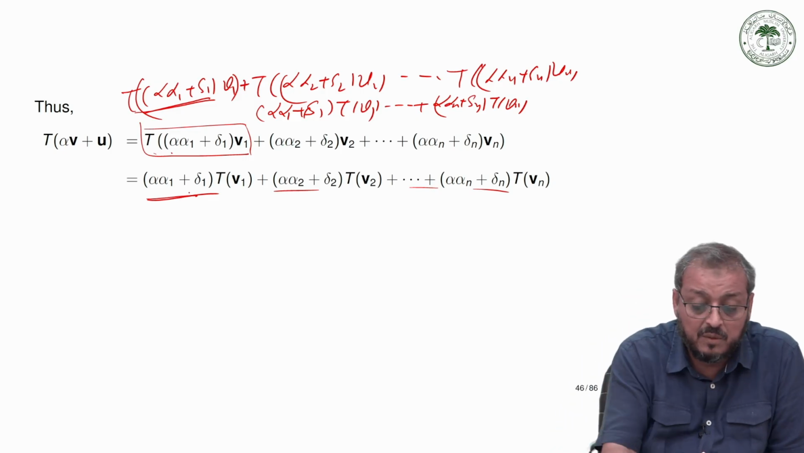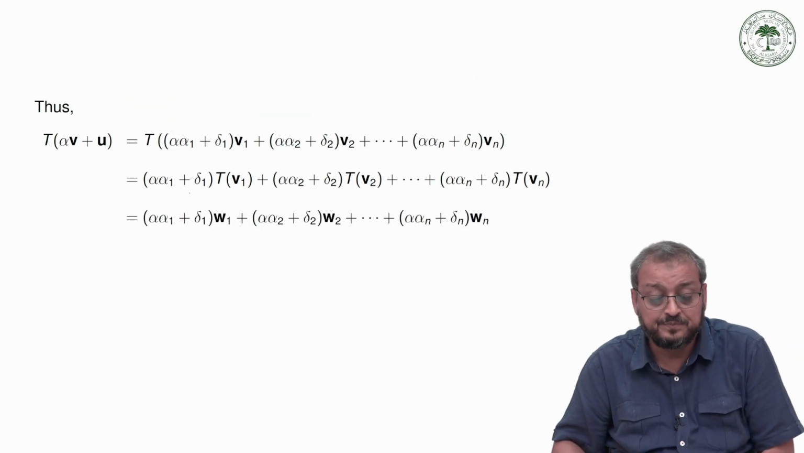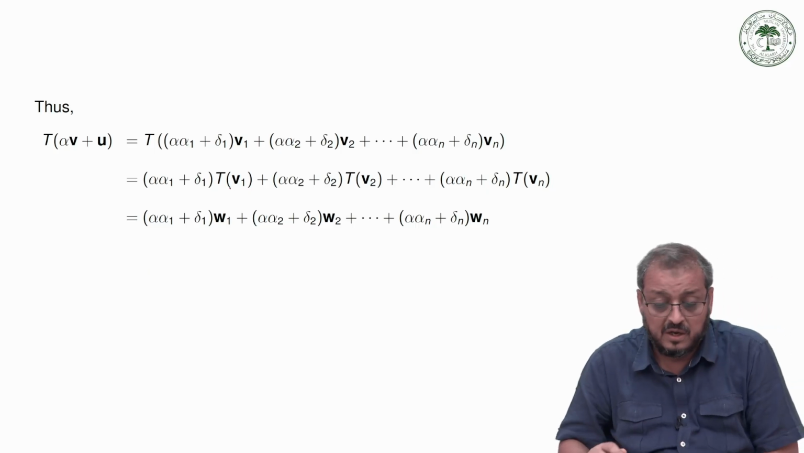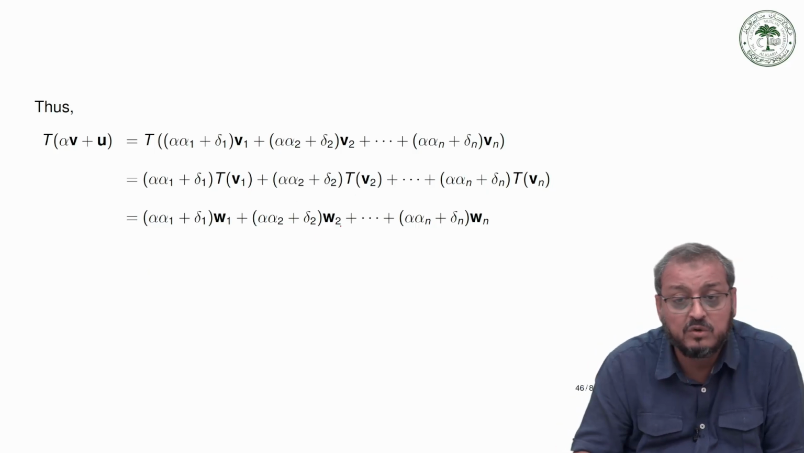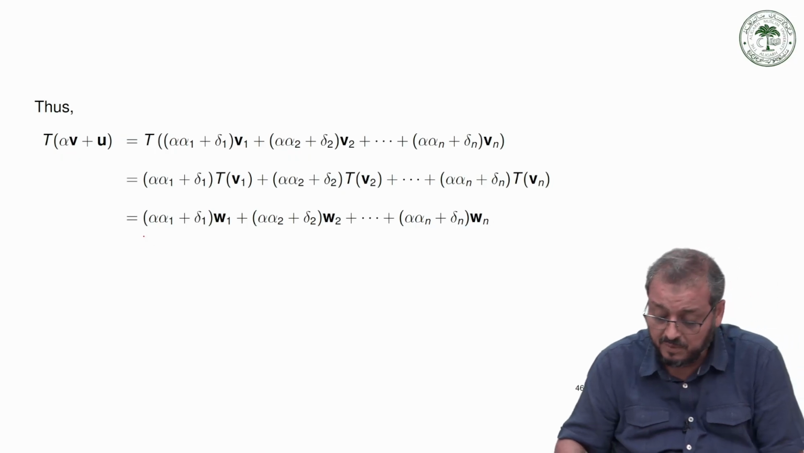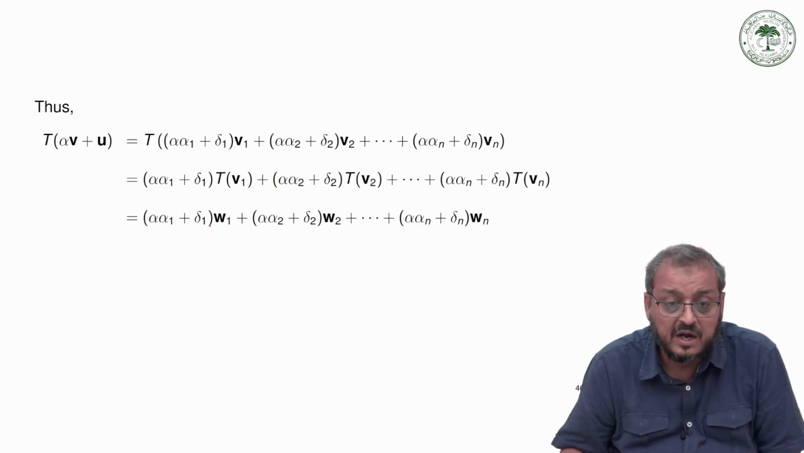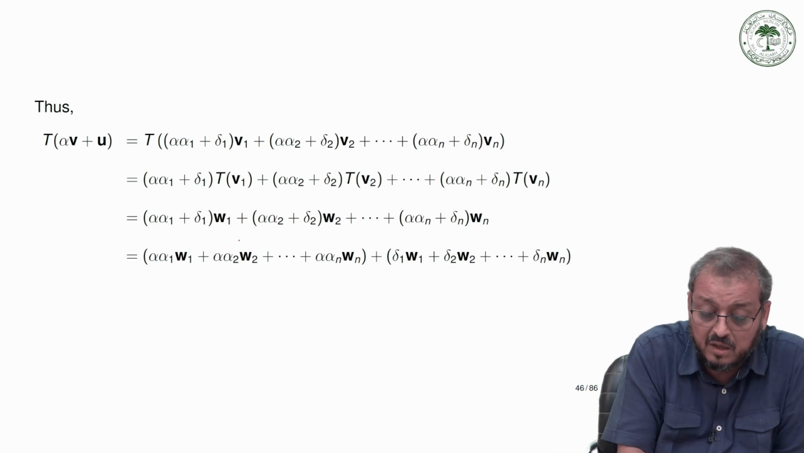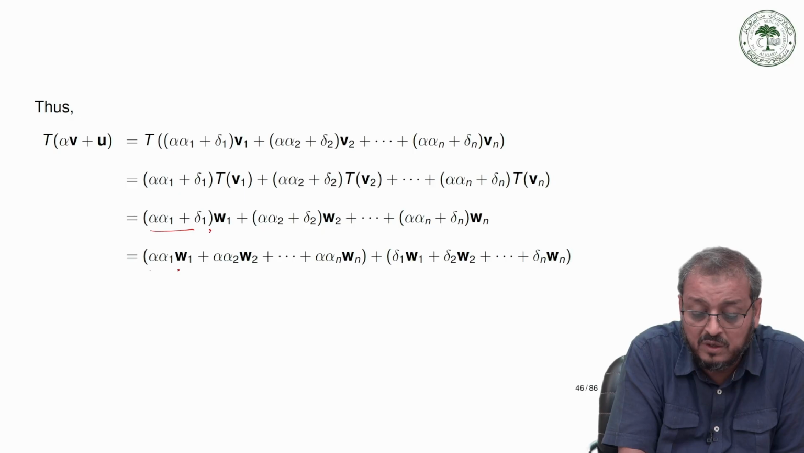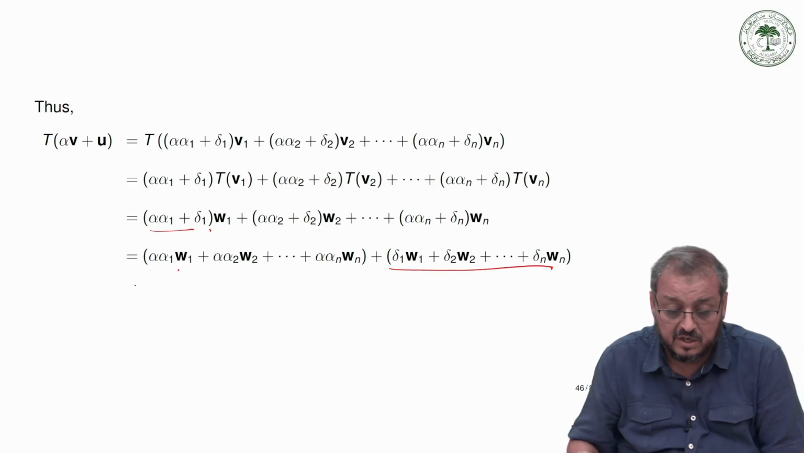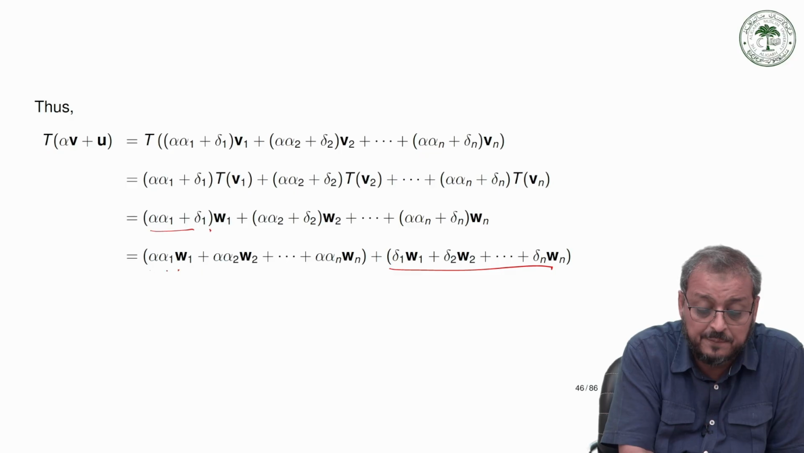And now T of V1 is equal to W1, T of V2 is equal to W2, and so on. So this means it can be written in this form. Again we can write this as alpha 1 W1 plus this, and so on, which is equal to this.